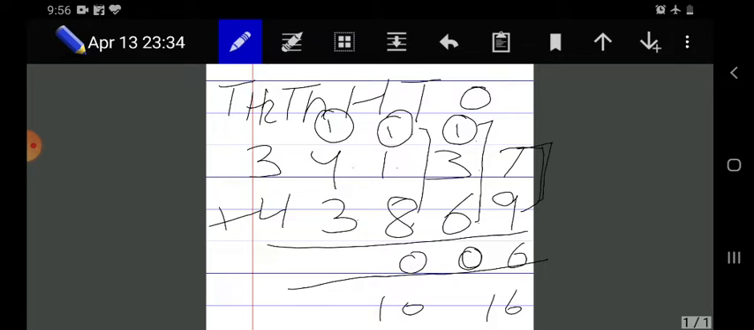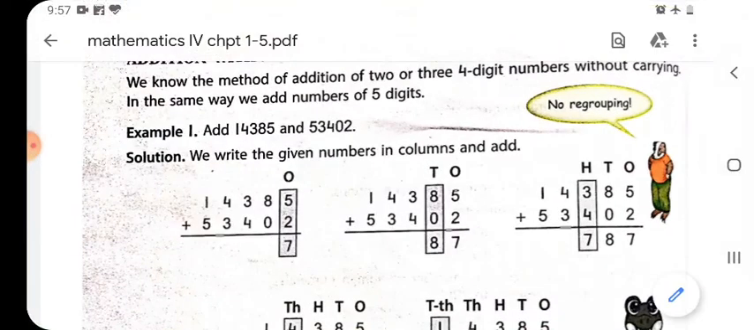Okay, 4 plus 3 is 7, plus 1, 8. Now add both these numbers. Here we have added all these 3. 3 plus 4, 7. So the answer is 78,006. Okay, so this is the simple addition you will do with carry.